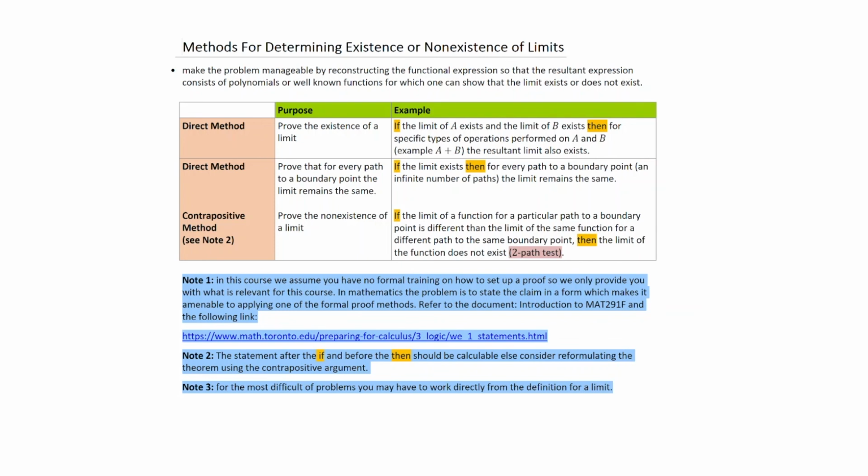And the second statement: note the statement after the if and before the then should be calculable. In other words, it's the part that you absolutely need to know. If you don't know it, then you can't use the conditional statement in that form. Otherwise, consider reformulating the theorem, and that typically means a contrapositive argument might give you something which is calculable. And the third thing is, for the most difficult problems, you may finally have to work directly from the definition of limit. You may not have a choice.